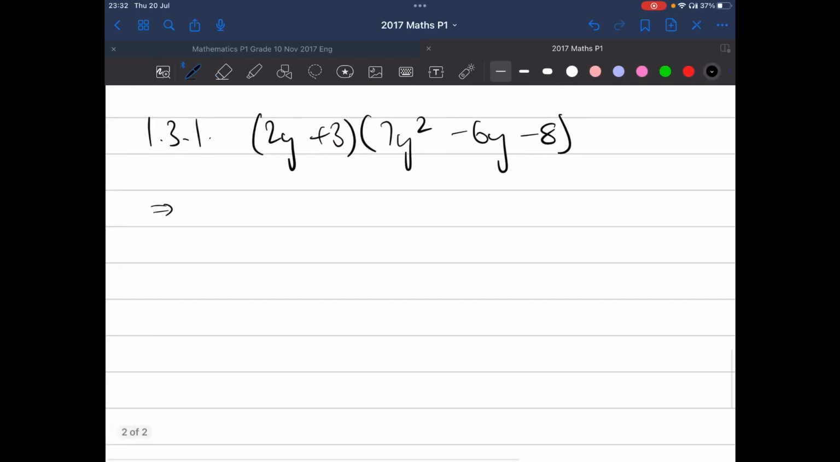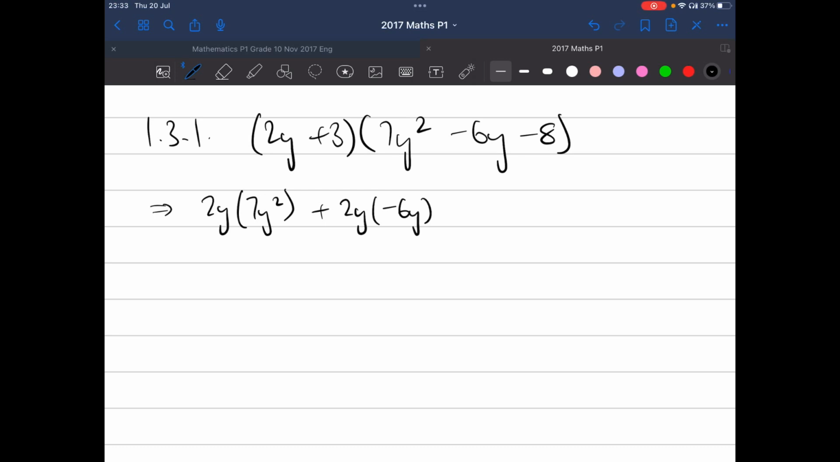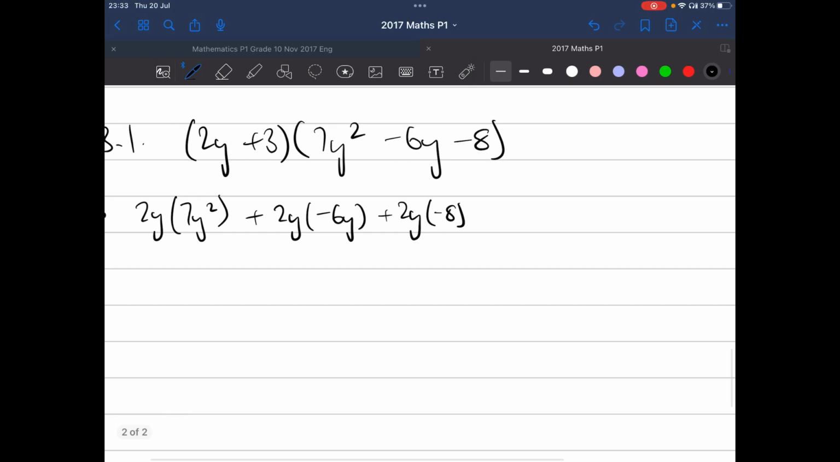Let's say 2y times 7y squared, and I'm just going to show every step, but you don't have to actually do this. You could just write the final answer. Anyway, and then plus 2y times minus 6y plus 2y times minus 8. Okay, so that's the 2y taken care of.